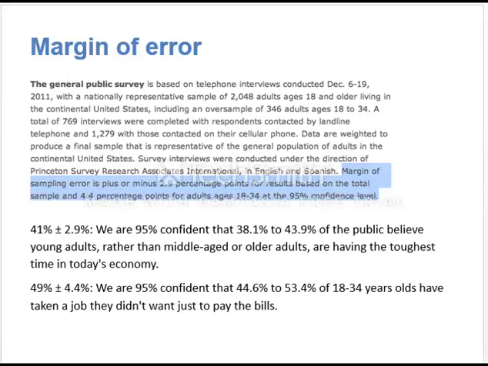The other one is 49% plus or minus 4.4. That interpretation would be we are 95% confident that between 44.6 and 53.4% of 18 to 34-year-olds have taken a job they didn't want just to pay the bills. Okay, so I'm being very loose with my interpretations here. Really, I'd say I'd be 95% confident that these intervals capture the true value of the proportion of young adults who are having a tough time or have taken a job just to pay bills. But I'm not going to emphasize those technical things here and just give you that general interpretation of the margin of error instead.